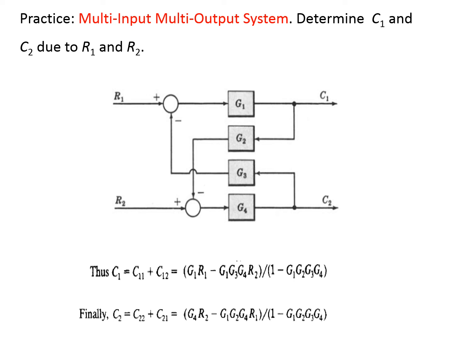Now I am going to give a small problem for your practice. This problem is related to a multiple input and multiple output system. Determine C1 and C2 due to inputs R1 and R2. This is our block diagram. Here we have to identify the C1 value and C2 value due to R1 as well as R2. The answers are C1 equal to C11 plus C12, which is this one. Similarly, the value for C2 is this one. Try to practice this problem and verify with these answers. Thank you.